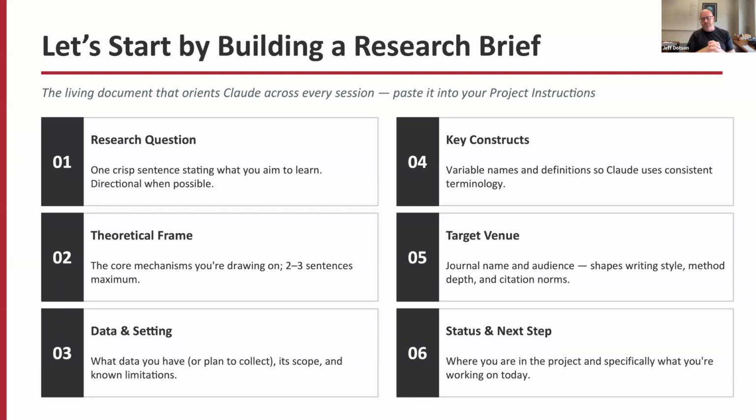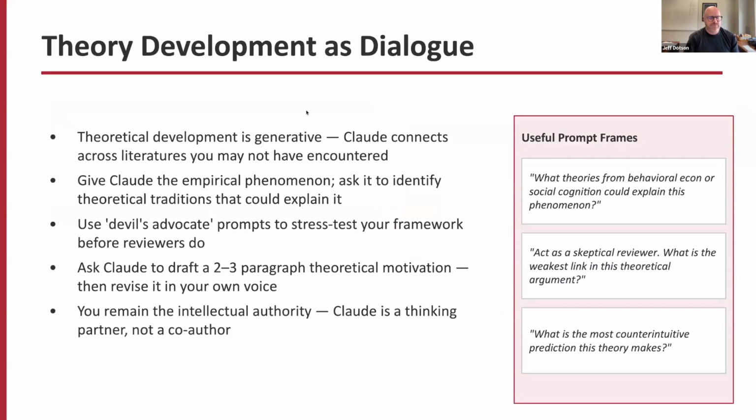What's our target venue? So what's the journal? Who is the audience? This will help it shape writing style, methodological depth, and citation norms. That's important. And then status and next steps. So where are we currently in the project? What are we going to try to work on today? We're going to try to define all of those things.